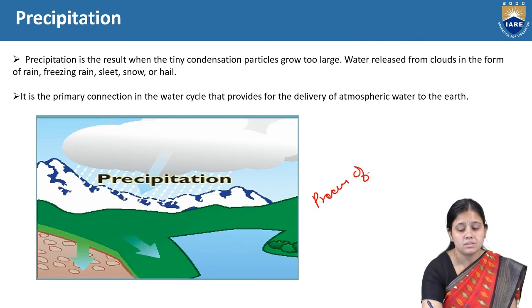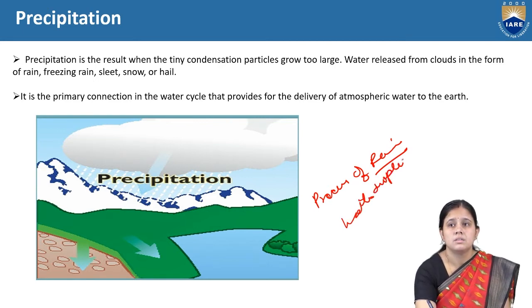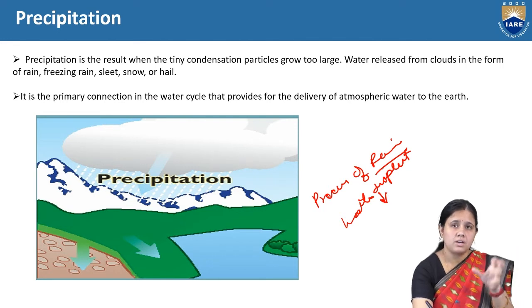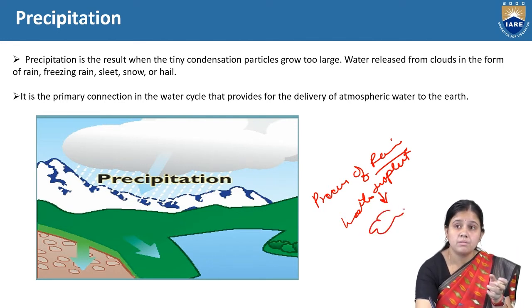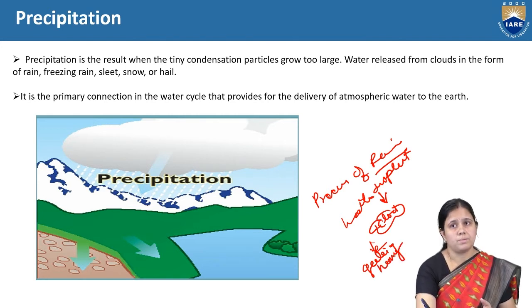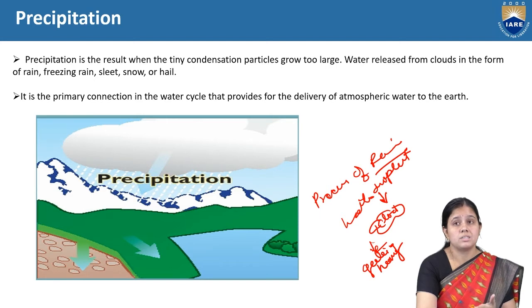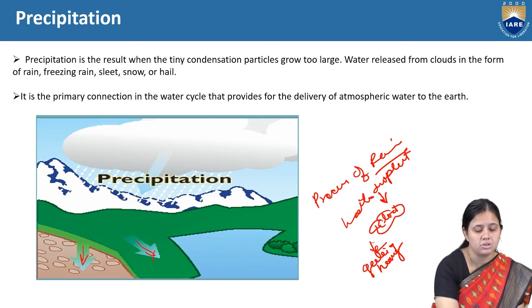See, water droplets are absorbed in the cloud, and by absorbing more and more water droplets, the cloud is getting heavy. If it is getting heavy, then rain will come. That water again comes down from the atmosphere. That water is released in the form of rain, freezing rain, sleet, snow or hail, and it is the primary connection in the water cycle that provides for delivery of water to the earth. That again will come to the earth's surface in the form of runoff and all these things.